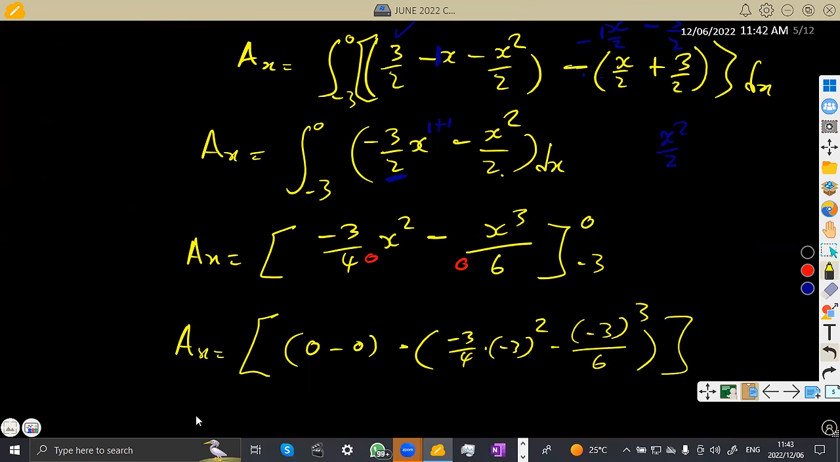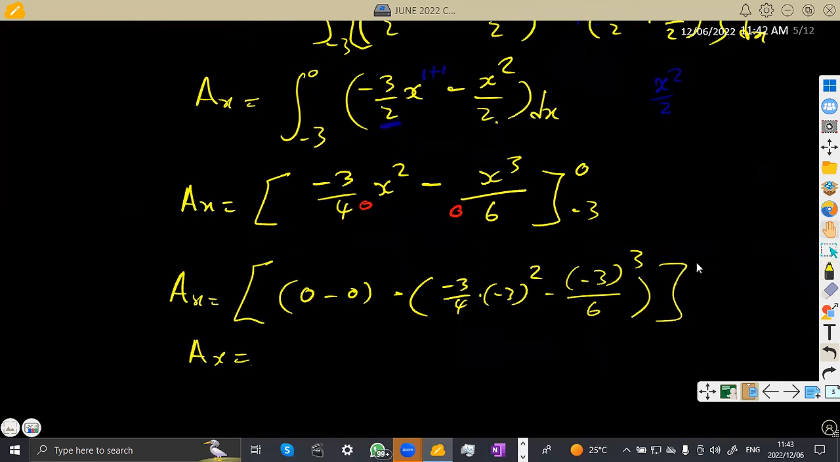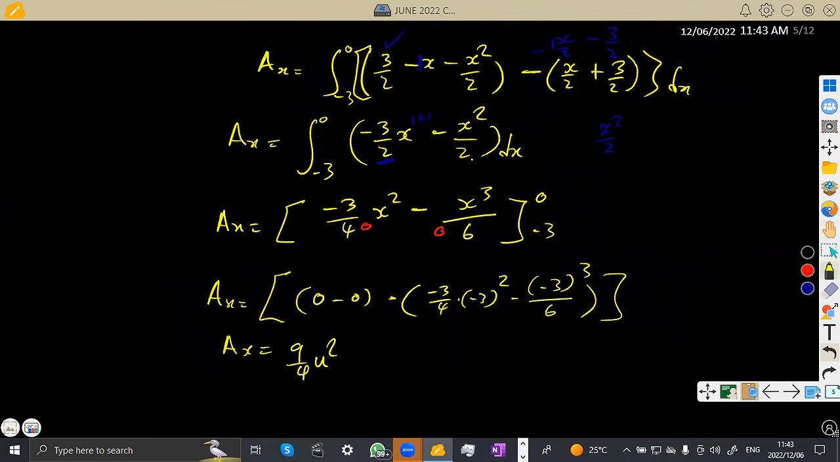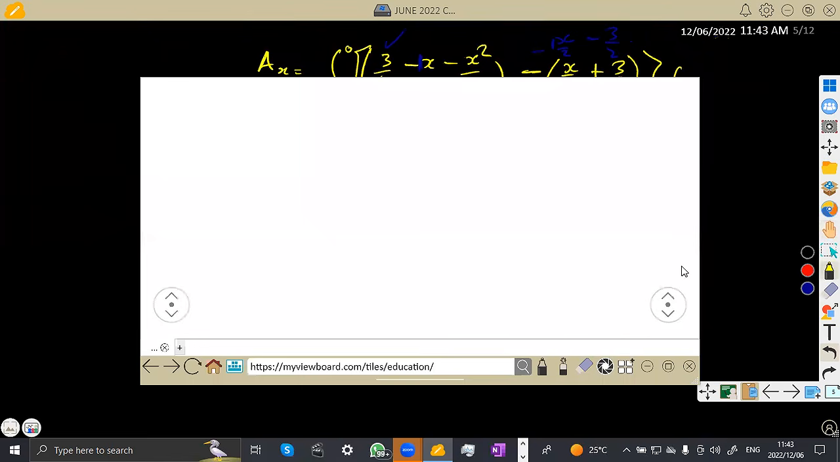All right, so this is what you're going to do on your calculator. Simplify everything properly, then definitely you can obtain the numerical value of the area, which is 9 over 4. So that will be 9 over 4 square units. So this is the typical approach that you're supposed to have whenever you are dealing with area given two functions.